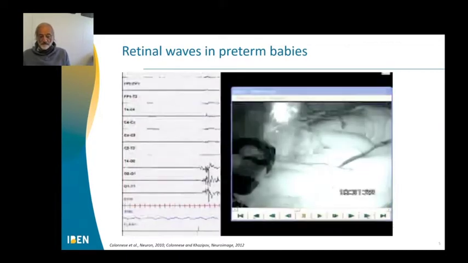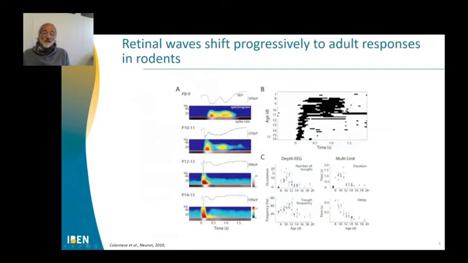Another example. By the way, if we do this in animals, for instance, rats, you can see that at P8, P9, when they are blind, the flash of light evokes a retinal wave. And progressively, this retinal wave is reduced in duration until P14, P15, where you have a brief response compatible with vision. In other words, activity is not really sensory, but is crucial for brain development, for visual system brain development.